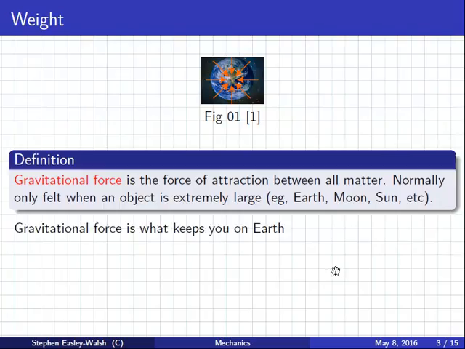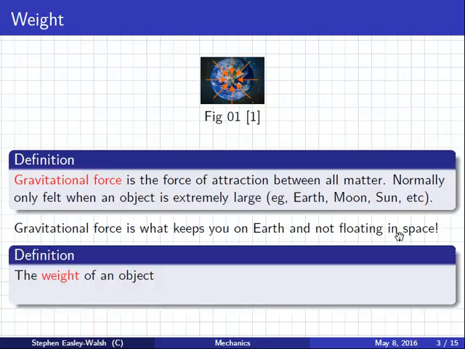Okay. Gravitational force is what keeps you on Earth. It's the reason you don't float away. Go up and down. Down is okay, it's the up that's the problem. Yes. The gravity keeps you down, it stops you going up, which is the problem.